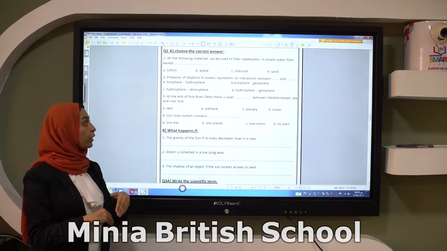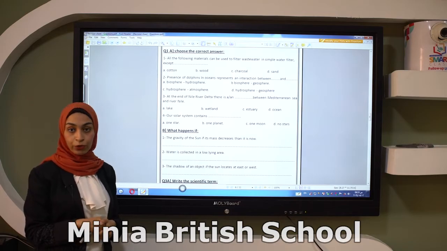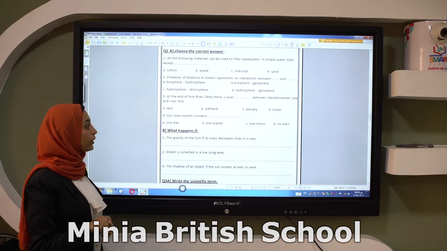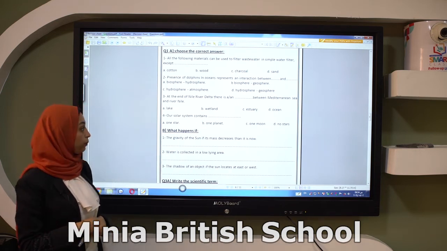What about number 3? At the end of the river Nile, the delta, when the salt water mixes with the fresh water, it will form what? Very good. An estuary will be formed, or we can say a delta, by the way.